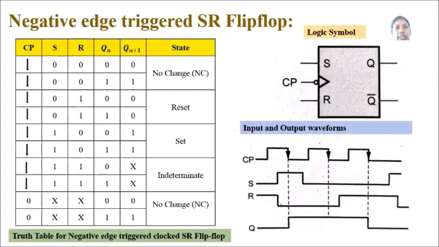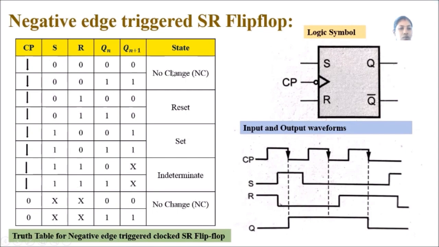The next one is the negative edge triggered SR flip-flop. Negative edge triggering means the only thing that changes is the edge: the flip-flop will respond only at the negative edges. Here in the truth table, all the clock pulses are pointing in the downward direction. This denotes that negative edge triggering is happening. And the remaining conditions are the same.